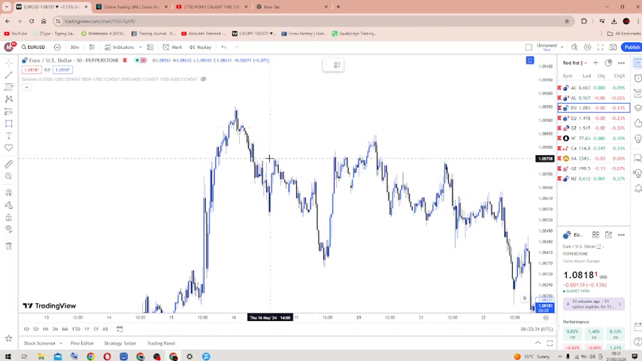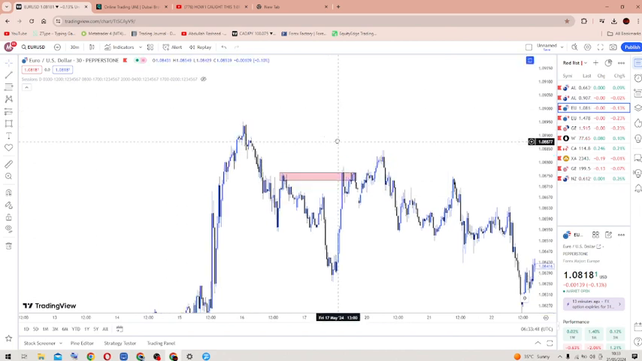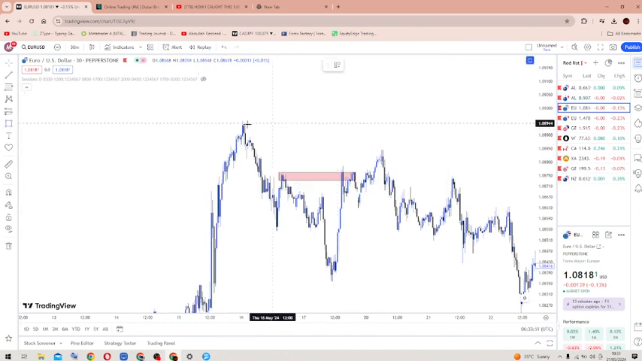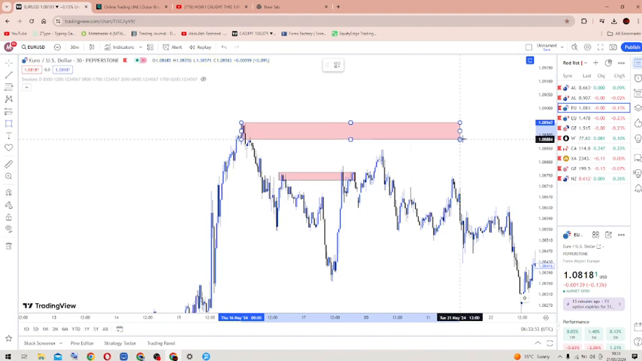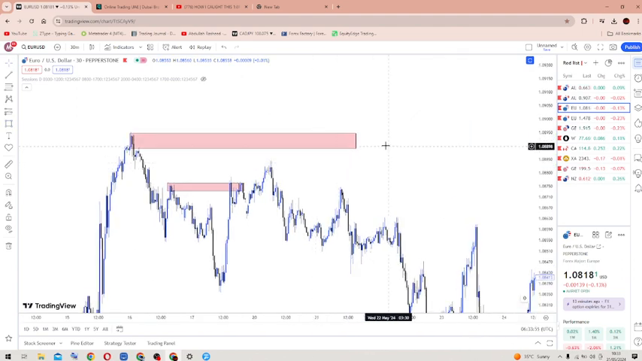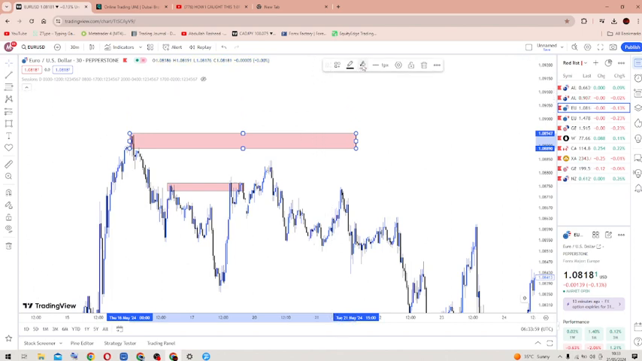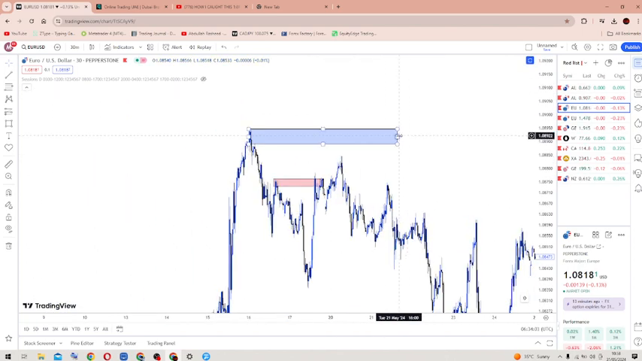My initial zone over here was where the high is which took out the lows. It was around here. So this is my no trading zone, and then this zone over here was going to be my point of interest where I set my limits. So in this zone I set my limit orders.